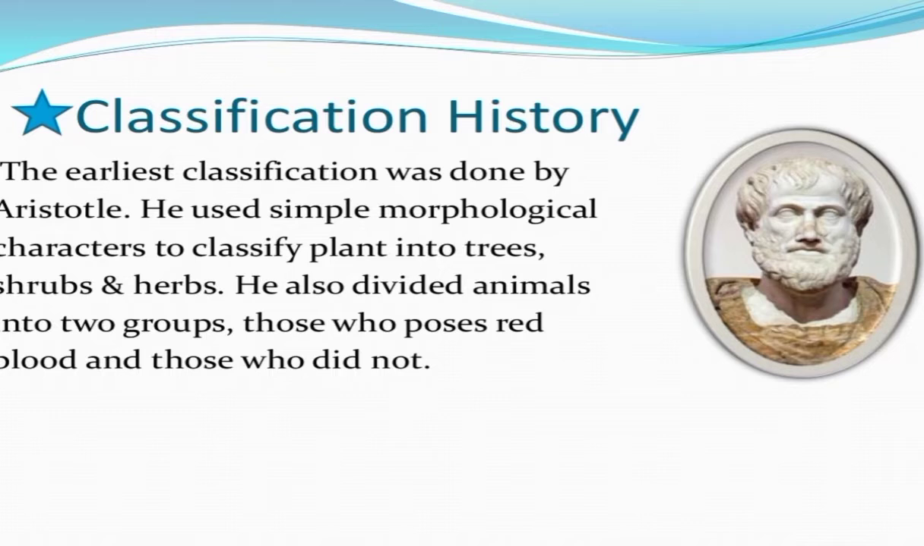Now, first of all, we will learn the need of classification. There have been many attempts to classify living organisms since ancient times. Aristotle was the earliest to attempt a scientific basis of classification. He used simple morphological characters to classify plants as trees, shrubs, and herbs. He also classified animals into two groups, that is, those with red blood and those without red blood.